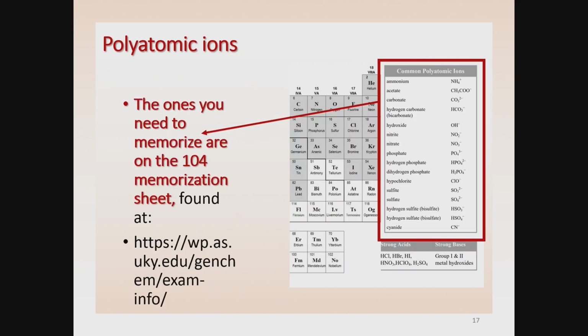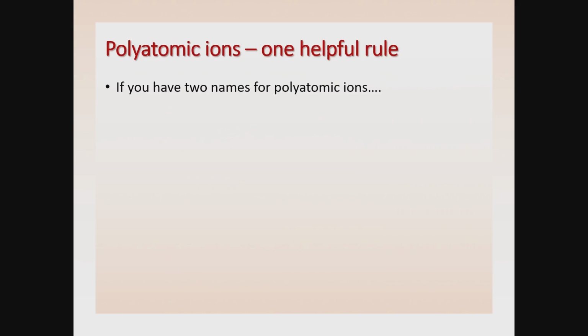So you have a need-to-memorize sheet for this class, which is posted on the course details website. And so that lists out the names for the polyatomic ions and their formulas and charges that you need to know. Okay, so I can give you one helpful rule that might help you figure out what the formulas and charges are for polyatomic ions. So here's that one helpful rule.